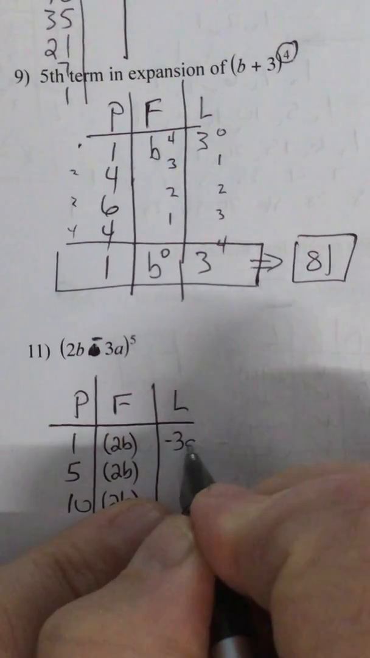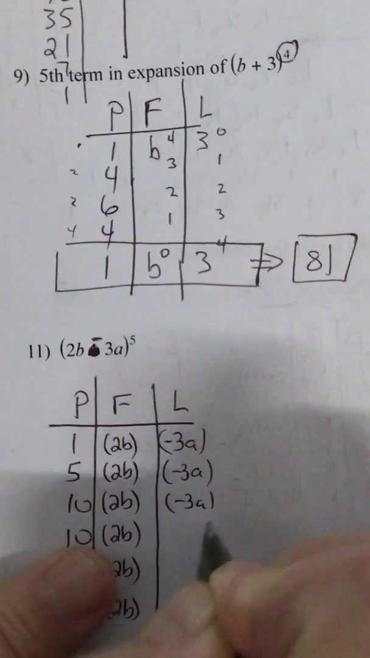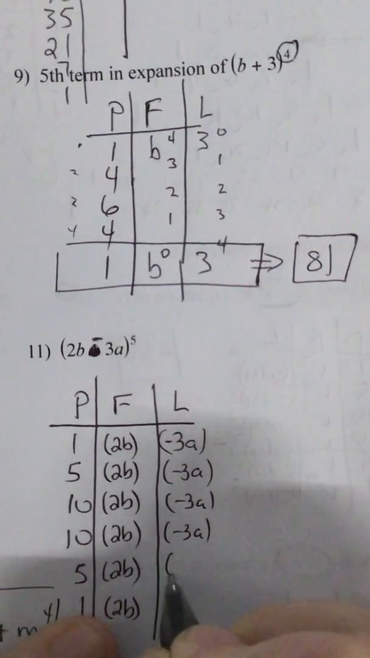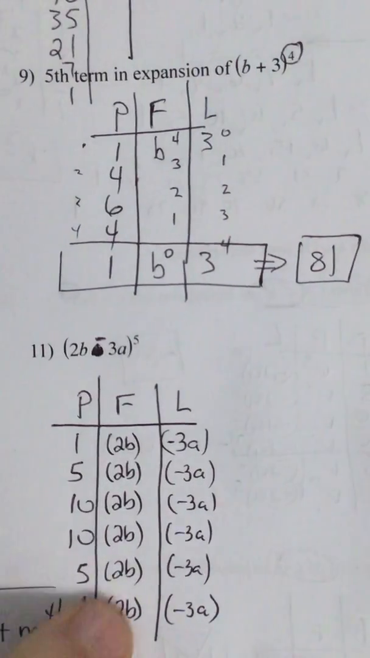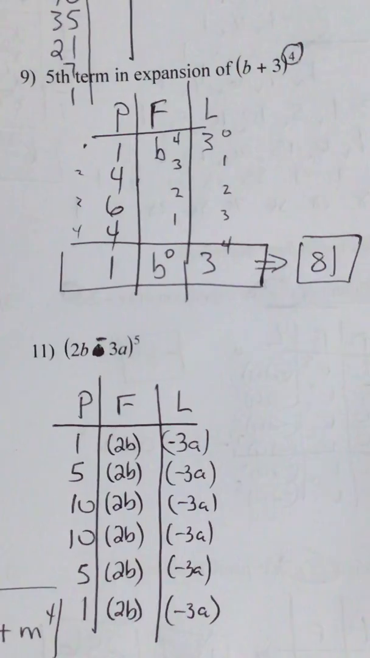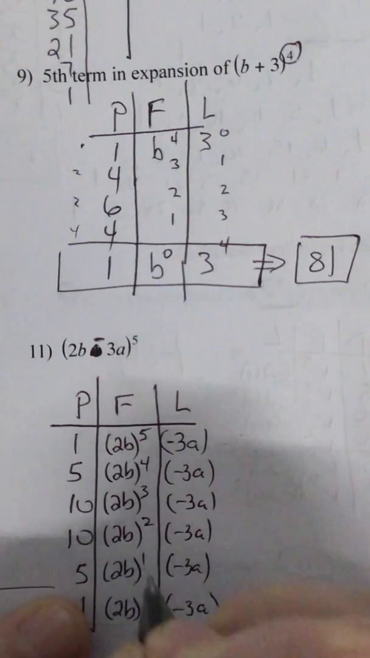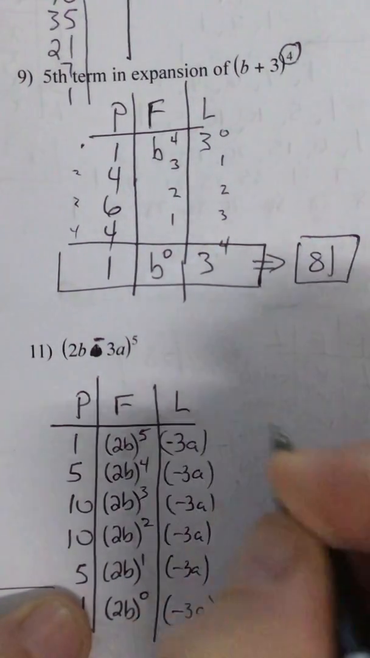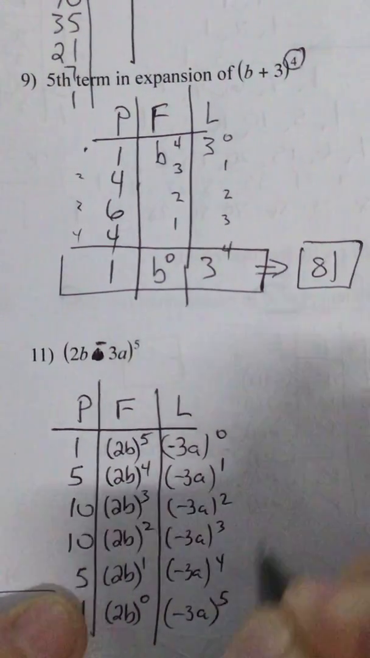So it's negative 3a, negative 3a, negative 3a, negative 3a, negative 3a, and negative 3a. If it's plus, they're just all positive. But if one of them is minus, it goes every other one. And you don't even have to remember that because the powers will do that. So 5th power, 4th power, 3rd power, 2nd power, 1st power, 0. And then 0, 1, 2, 3, 4, 5.